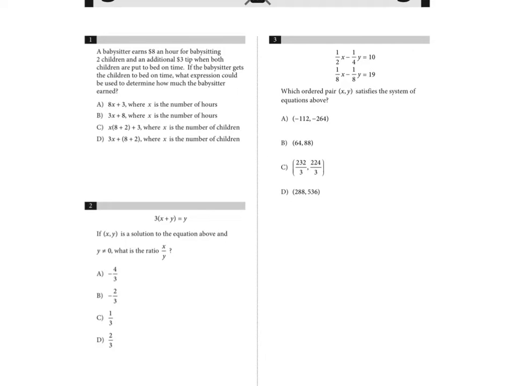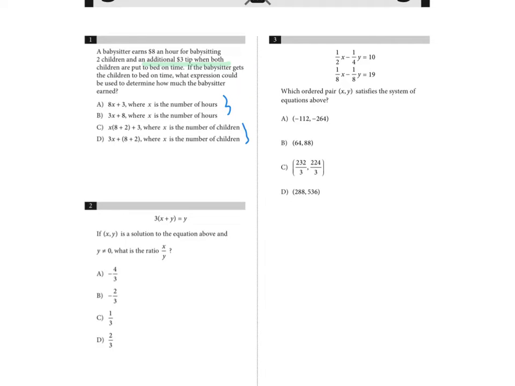Problem 1: a babysitter earns $8 an hour for babysitting 2 children, and an additional $3 tip when both children are put to bed on time. If the babysitter gets the children to bed on time, what expression could be used to determine how much the babysitter earned? X is going to stand for, in letters A and B, the number of hours, and in letters C and D, the number of children.